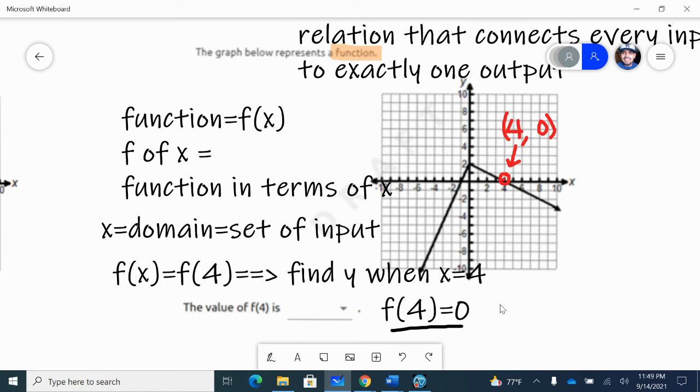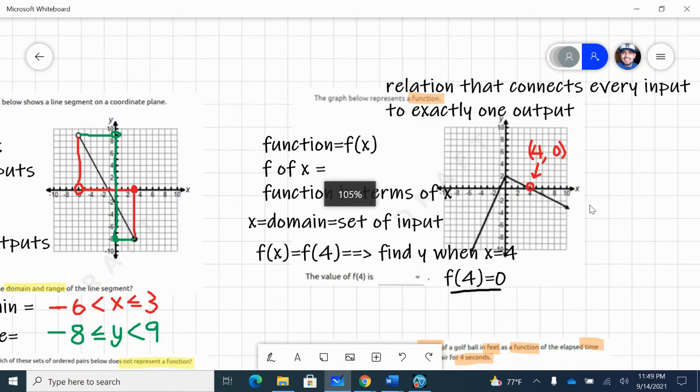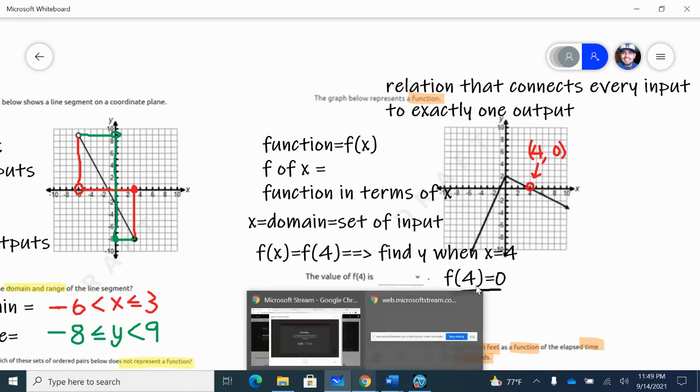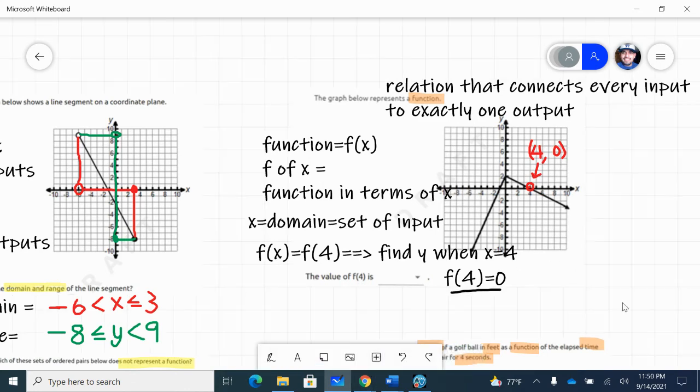But again, this was part of chapter 2. You just have to be a little more open-minded when it came to the problem. All right? Let's go to the next problem here.